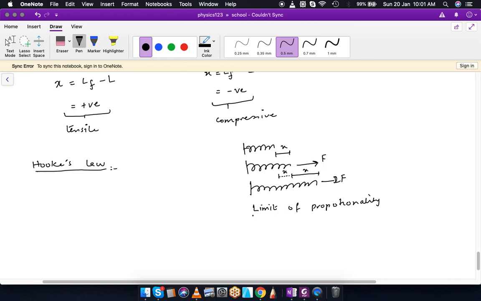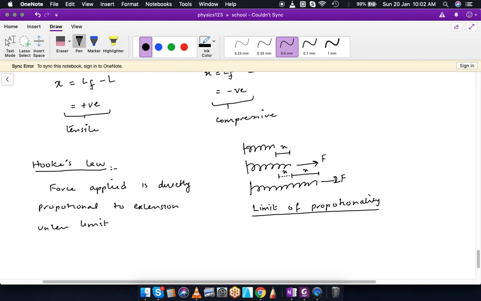Now we are going to explain this and see what it really means. So let's write the law, because most of the time you will be required to write it. Hooke's law says that the force applied, whether it's tensile or compressive, is directly proportional to extension, unless the limit of proportionality has been reached.